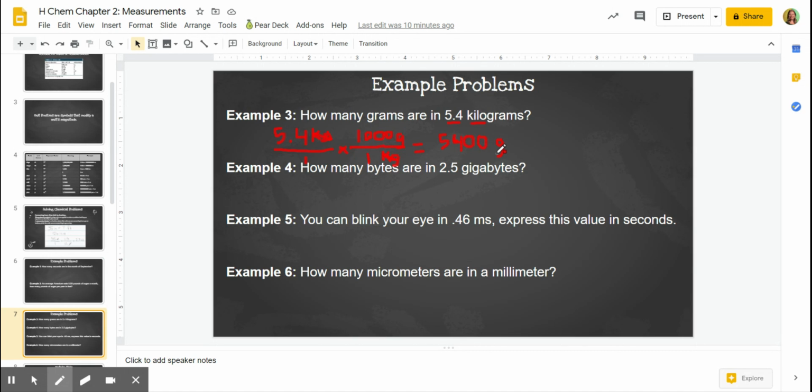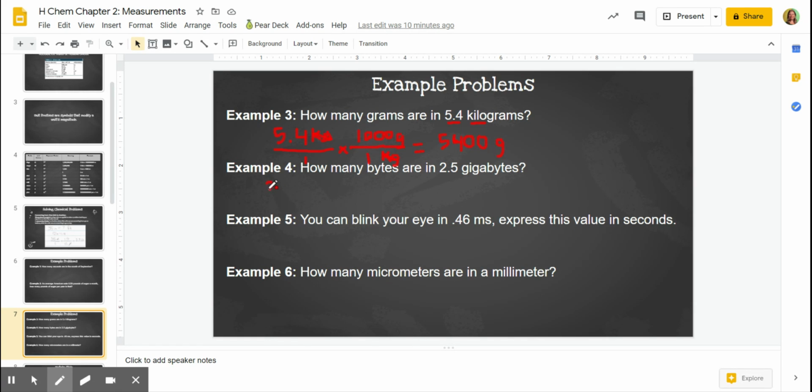Okay, here's another tricky way to do this problem. You have 5.4 kilograms, and if you remember that kilo literally means 1,000, that means you have 5.4 thousand grams, or 5,400 grams. Okay, down here, I know these are not exactly how gigabytes work, but there's not a lot of giga things out there, so we're going to pretend that this applies.